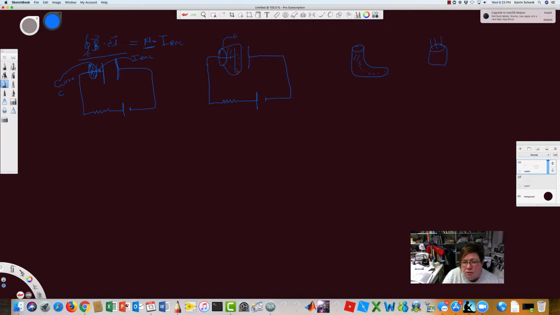It encloses this one plate of the capacitor. Now notice that there is no current flowing between the plates of a capacitor. I hope you know that. Even though the battery is pumping out current, until the capacitor is fully charged, there's current flowing down this wire and charging up the capacitor, but there's no current flowing across this line.